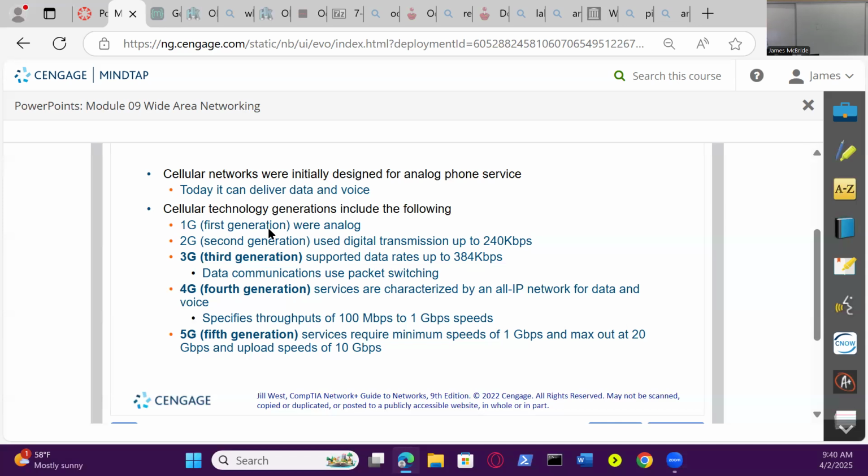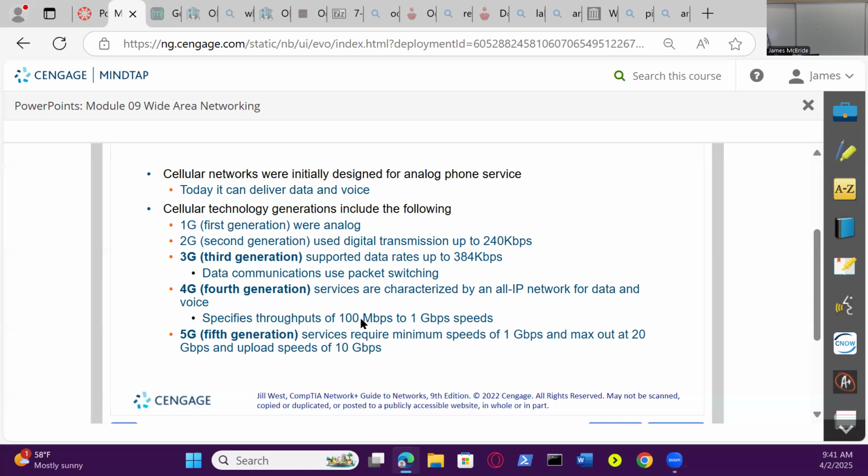Well, if you realize what's going on, first G, that was analog. That's going back to the 80s and 90s. Second G, what you got out of it was 240 kilobits. Third generation bumped you to 384. Fourth generation, now we've got IP networking and voice over that. And then 100 megabits to a gigabit in fourth generation. That's a wide range.